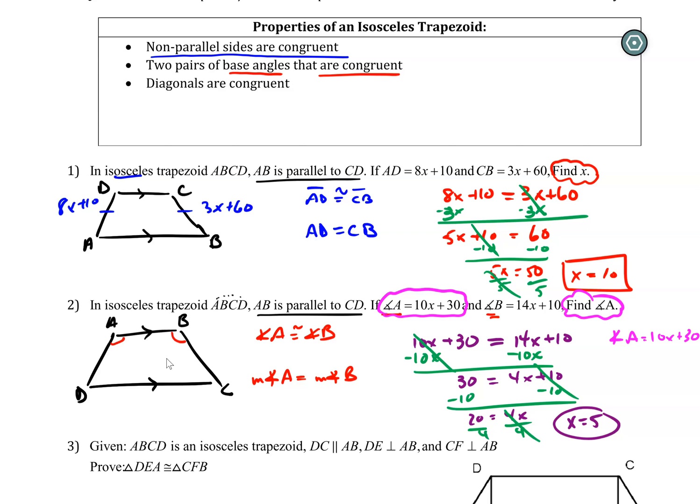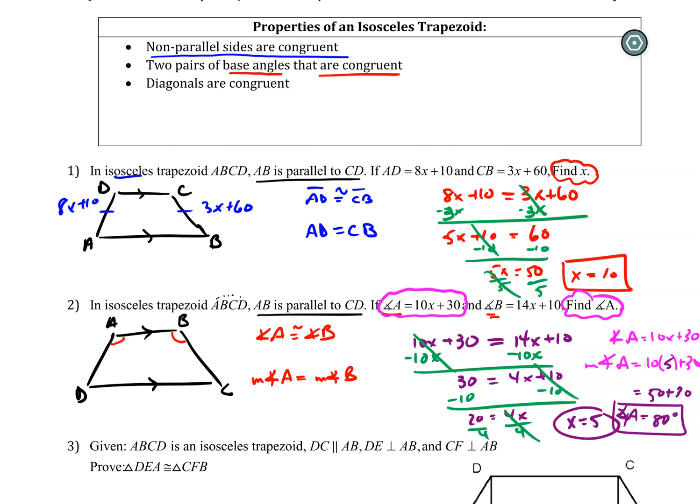So I'm going to say, well, angle A, or the measure, whichever we want to write it, is equal to 10 times, and I'm going to plug in my 5 that we just found here. So that gives me 50 plus 30, and that's 80. And in this case, it's an angle, so that's a degree. So angle A, or the measure of angle A, is equal to 80 degrees.